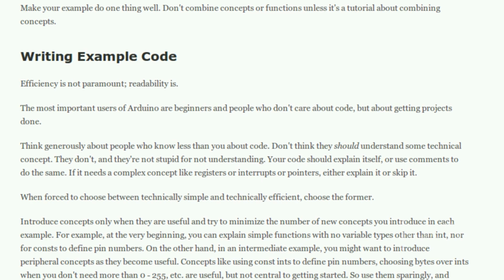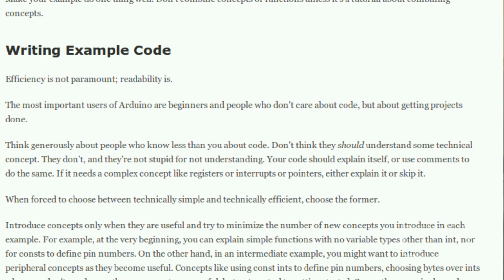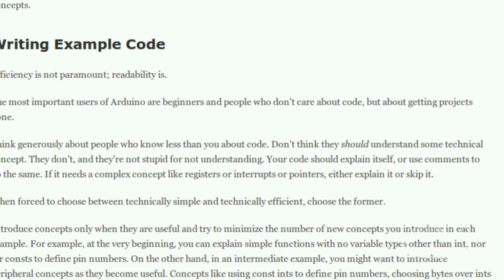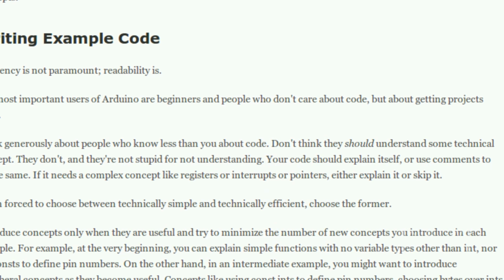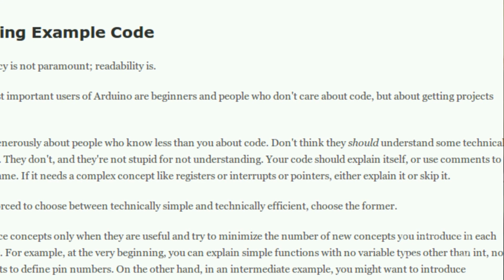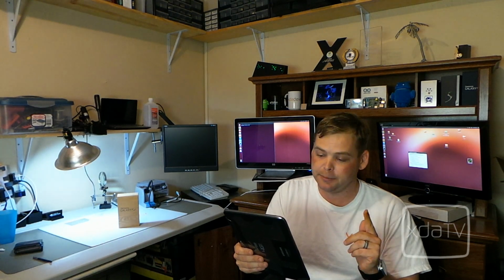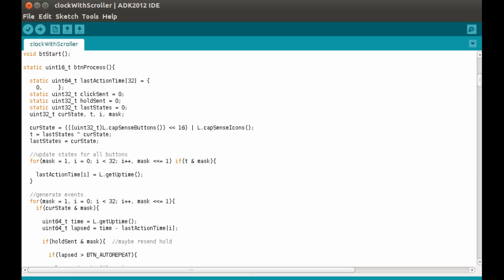Again, let's quote the Arduino guidelines: "Think generously about people who know less than you about code. Don't think they should understand some technical concept. They don't. They're not stupid for not understanding. Your code should explain itself, or use comments to do the same." And another guideline: comment every variable or constant declaration with a description of what the variable does.